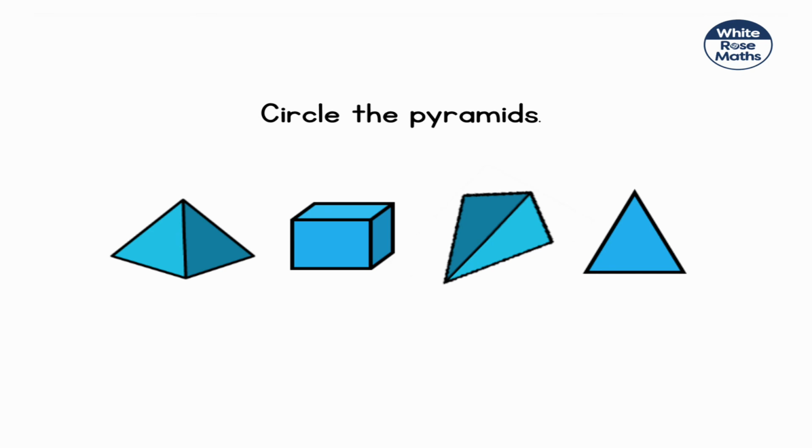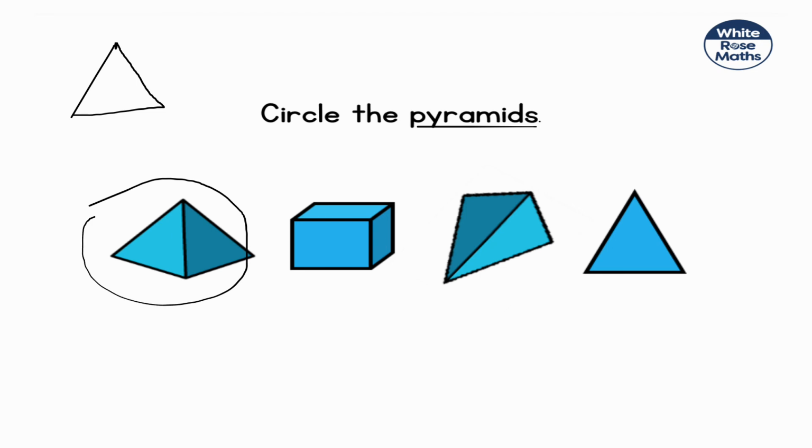Next question, circle the pyramids. So it's hard to define what a pyramid is exactly, but if you think about the Egyptian pyramids, if you're not sure what I mean, it might be worth googling it. It has to have a pointy bit. So it is a 3D shape with a pointy bit. So this is a pyramid. Okay, this is a pyramid.